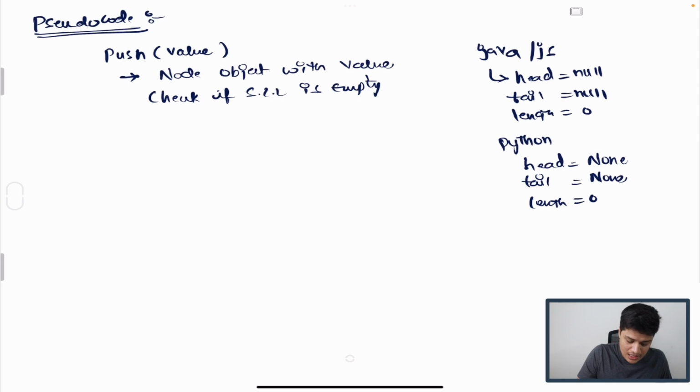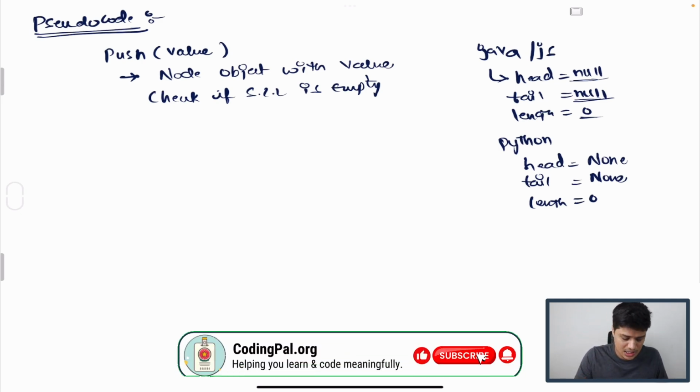Now if the singly linked list is empty, in the case of Java and JavaScript implementations, head and tail will be pointing to null and the length of the singly linked list will be 0. So based on that, we will be able to decide if the singly linked list is empty or not. Now anyway, that algorithm I have already explained, just that I am trying to give much more context here.